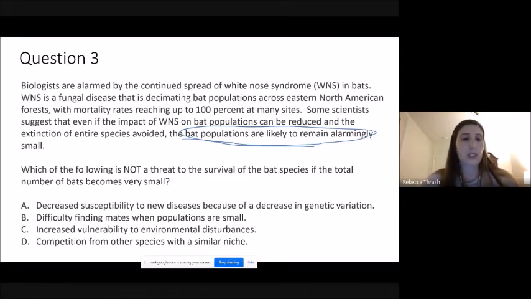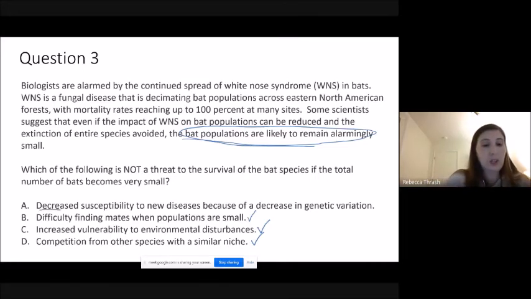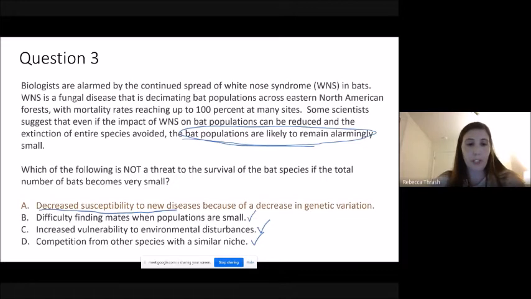So let's look at the answer choices. A, decreased susceptibility to new diseases because of a decrease in genetic variation. B, difficulty finding mates when populations are small. C, increased vulnerability to environmental disturbances. D, competition from other species with a similar niche. So three of these are definite threats to a small population of survivors. They will definitely have difficulty finding mates. They will be more vulnerable to environmental disturbances, and competition from other species will be more intense, but they will not have a decreased susceptibility to new disease. So the answer is A.